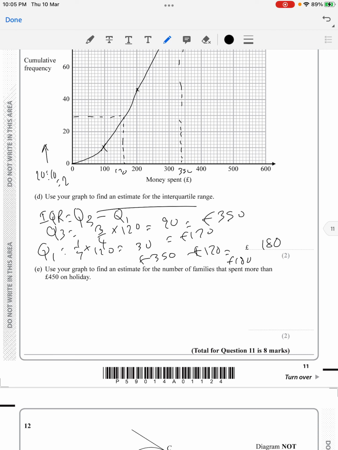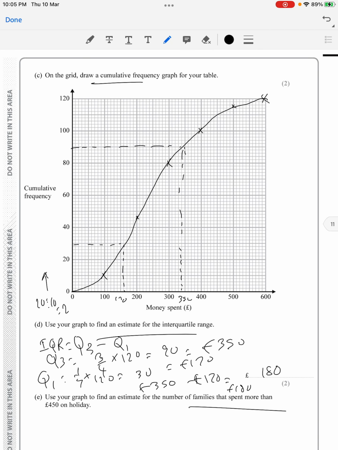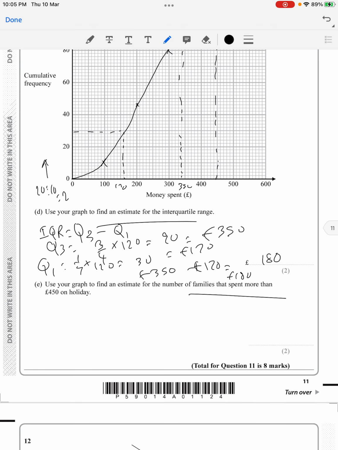Use a graph to find an estimate for the number of families that spend more than euros 450 on a holiday. So what you need to do is to find out the number of families that spend more than 450 euros. You go to 450, you go up the graph, use your graph, okay, and you would be getting approximately 108 technically, but you know, you get the idea of 108 being an assumption, okay? So it should be an assumption of 108.